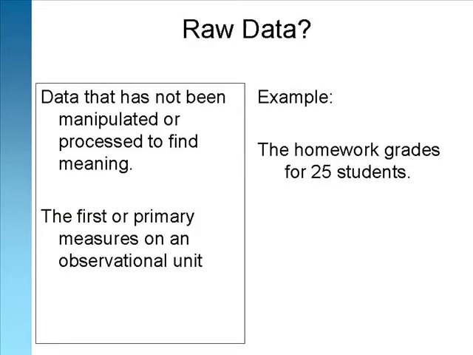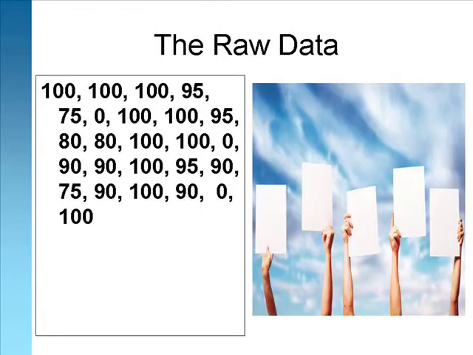A formal definition of raw data is data that has not been manipulated or processed to find meaning. It is the first or primary measures on an observational unit. Let's look at an example of the homework grades of 25 students. The raw data was first recorded as you see here. We see scores from 0 to 100, but a graph would help us to see the data better.